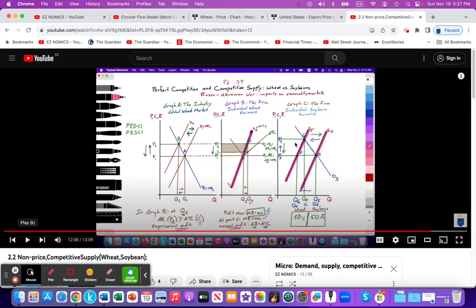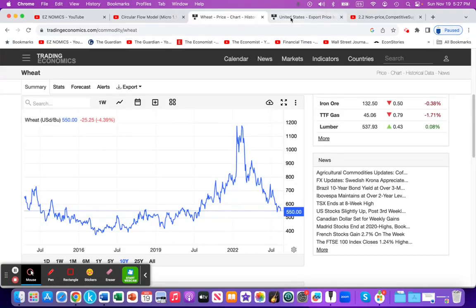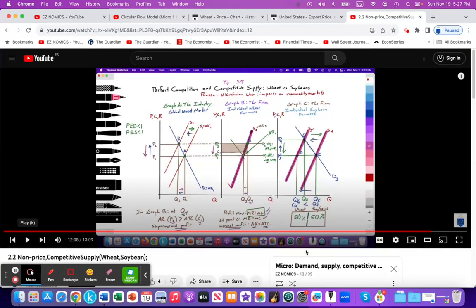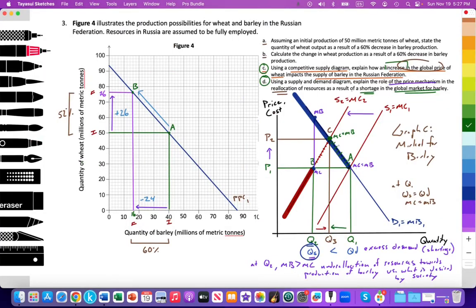So there'll be a link to that video. But competitive supply is very useful for understanding commodity markets, agricultural commodity markets, where a farmer can produce wheat or barley interchangeably, and how they gravitate towards a higher price and reallocate resources away from the type of commodity that has the lower price, and how that also leads to an increase in the price of that. So very, very useful model that we see here.